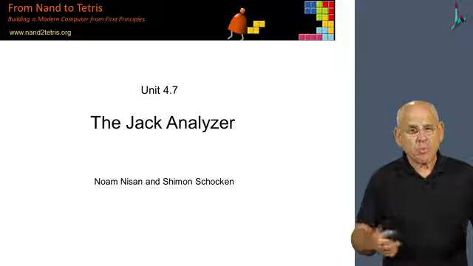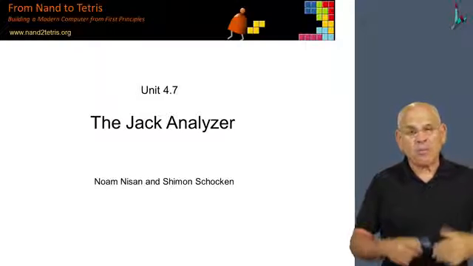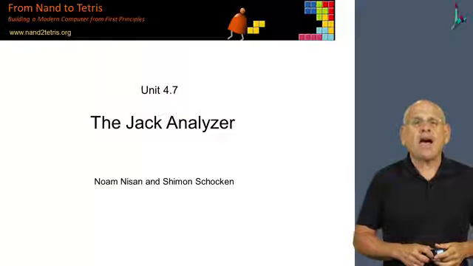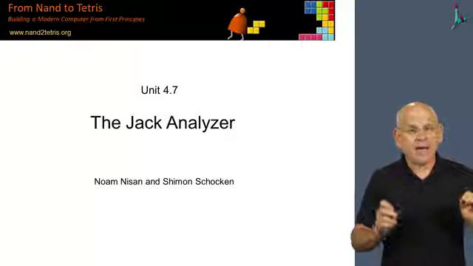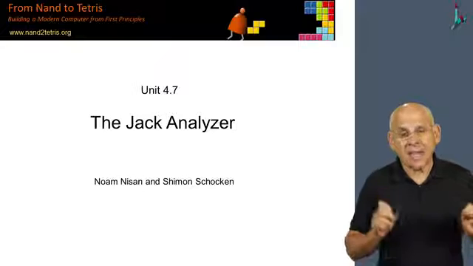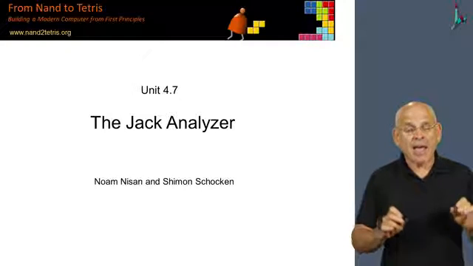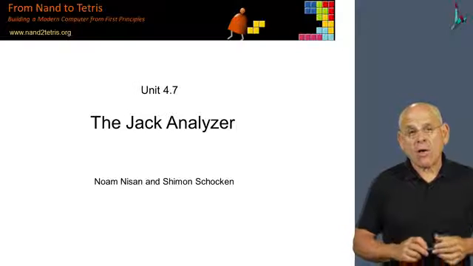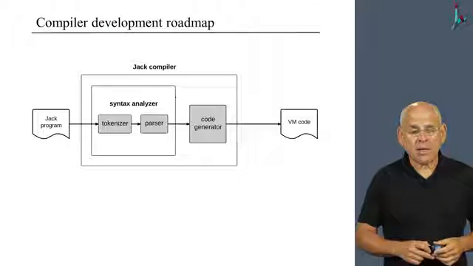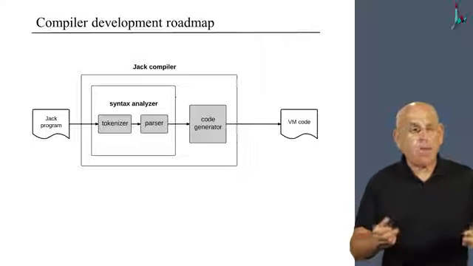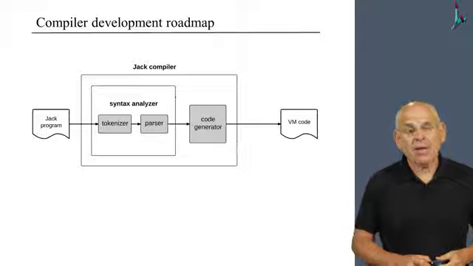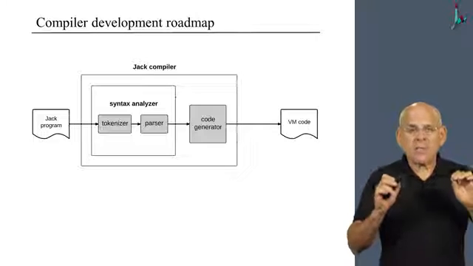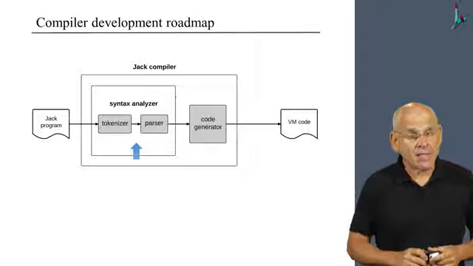In previous units, we talked in general terms about parse trees and the parser's logic. And in this unit, I would like to specify exactly what our Jack analyzer is expected to output. So once again, let's look at the general roadmap and remember that we are developing a compiler. But in this module, we are focusing only on the syntax analyzer.